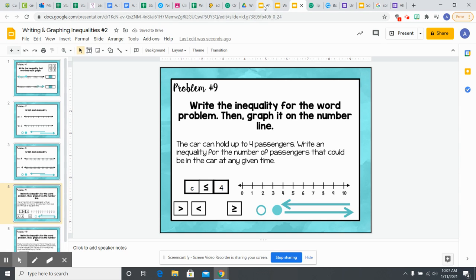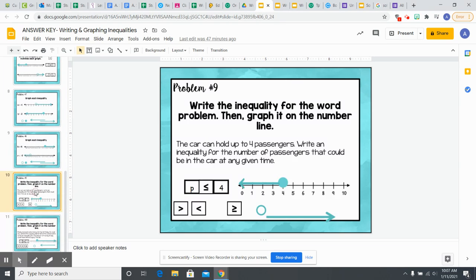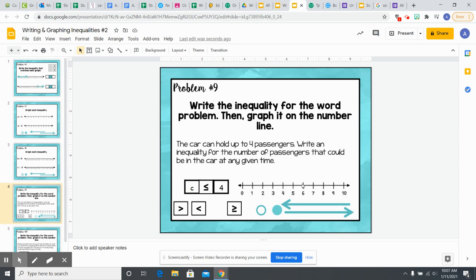And we can go over and check our answer real quick just to make sure. And yep, there we go. All right, so now we need to graph this. Since we are using less than or equal to, the or equal to shows us it's going to be a closed circle on 4. So I need to put my closed circle on 4. Now it's less than or equal to 4.